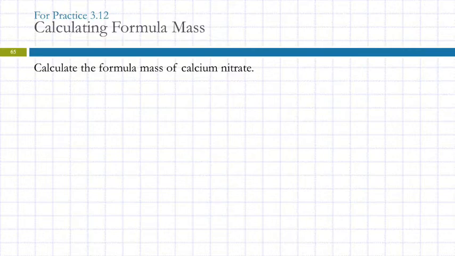So when we write formulas for ionic compounds, we're going to take the individual ions. There's going to be 2. So calcium is 1, and the charge on calcium? 2 plus, because it's in group 2A. So that's the calcium, and then nitrate.